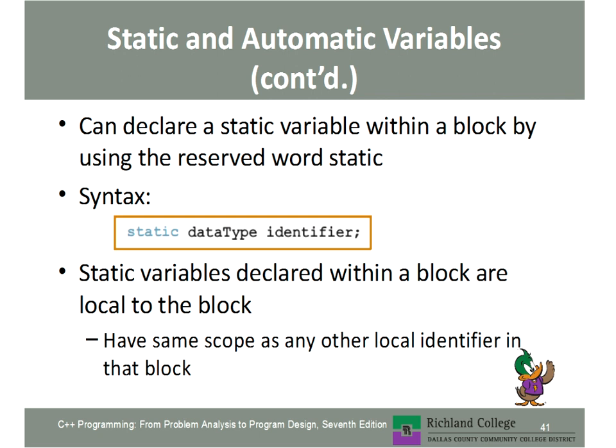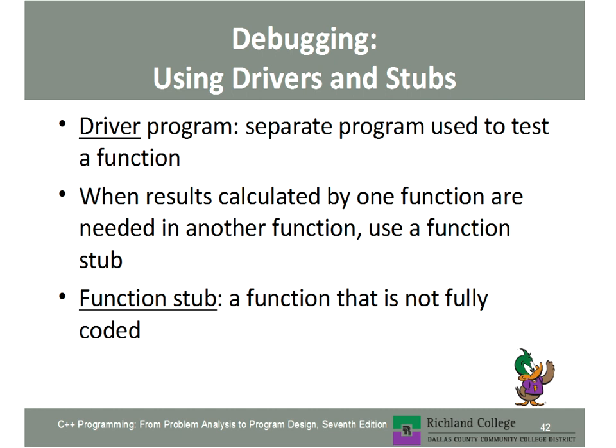So how do we declare a static variable within a block? Well, we need to use the keyword, or reserved word, static. That's what you need to do to keep that variable alive between function calls. Static variables declared within a block are local to the block and have the same scope as any other local identifier in that block. So it's still going to be local to that function.